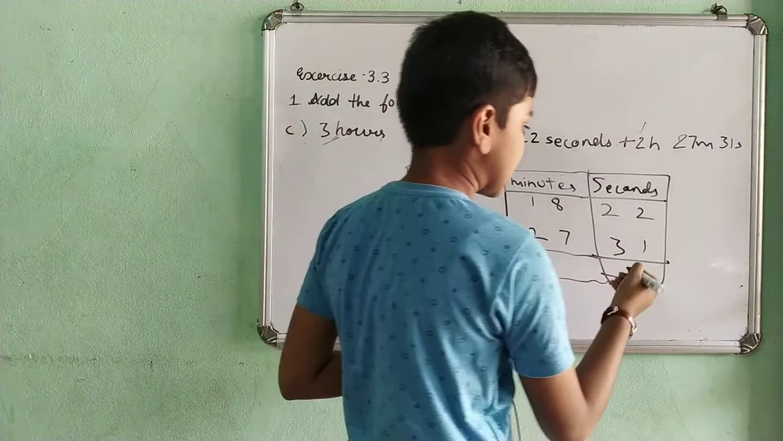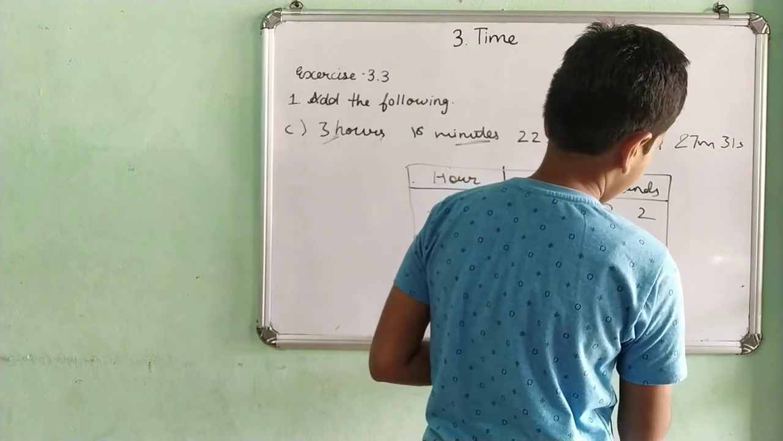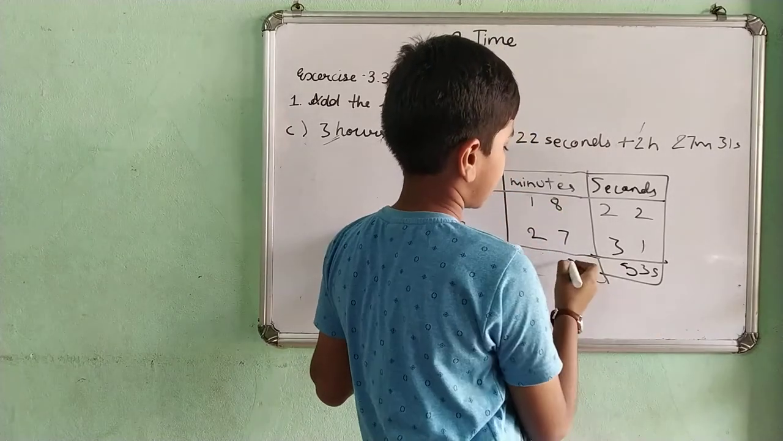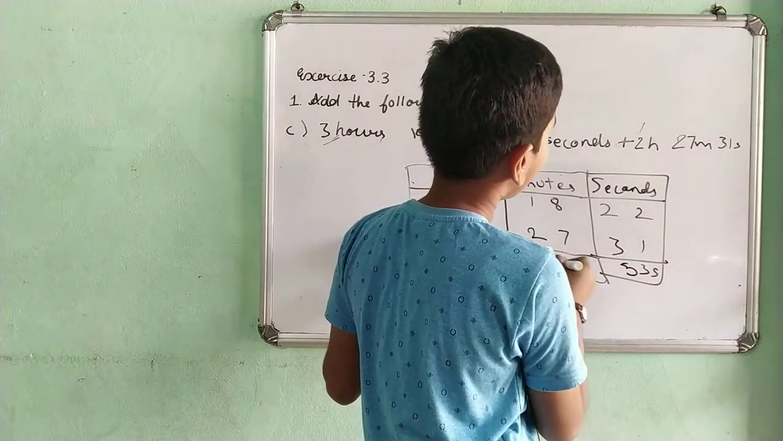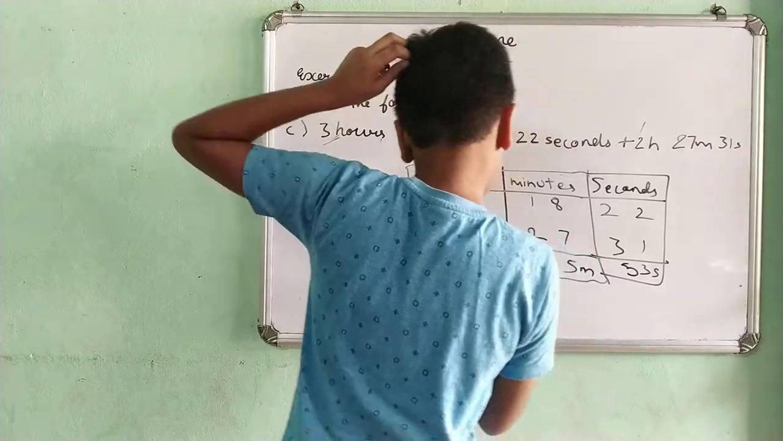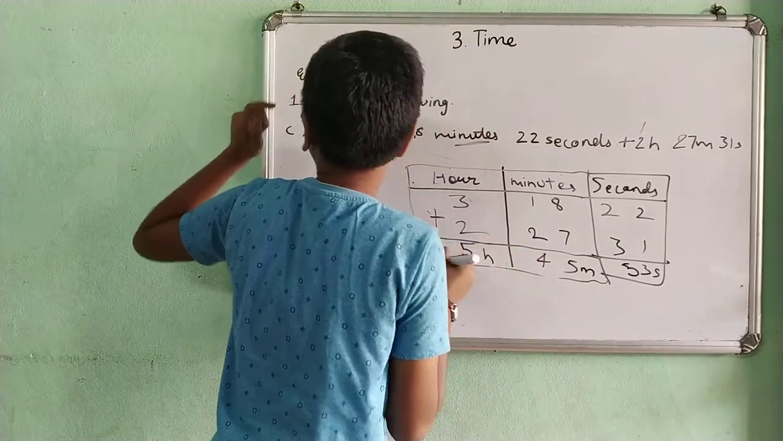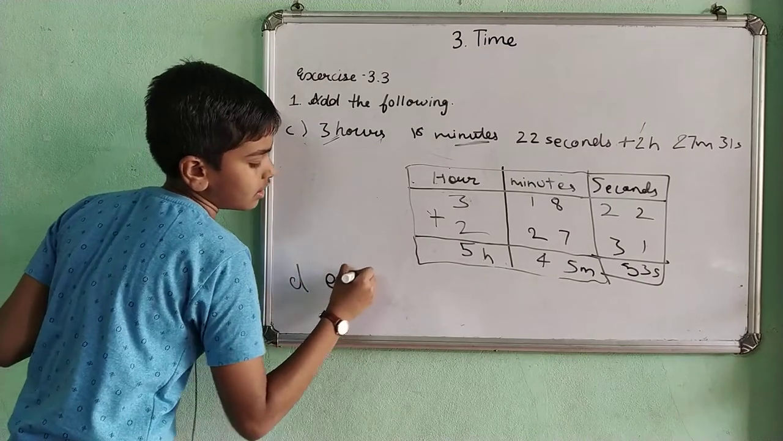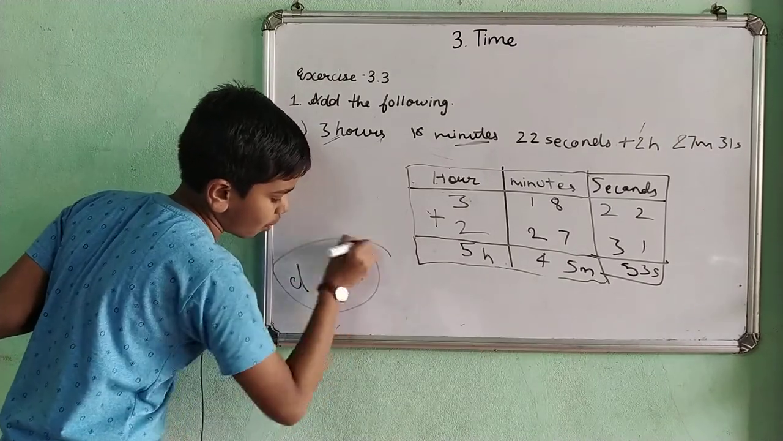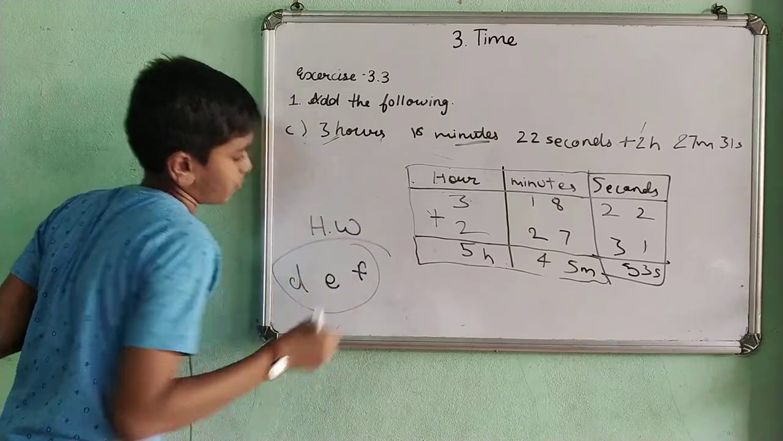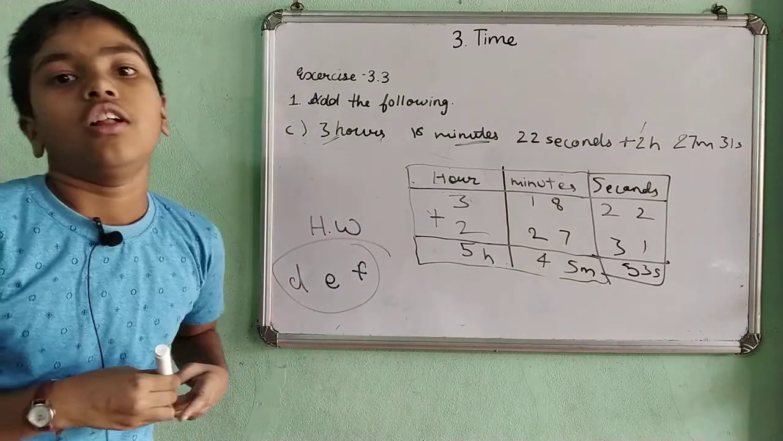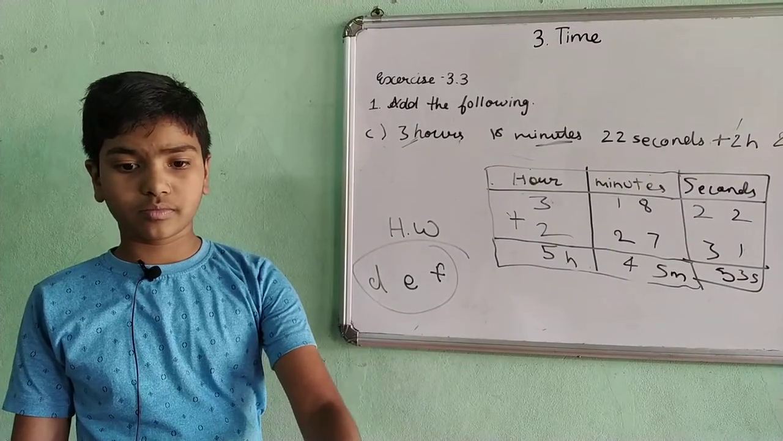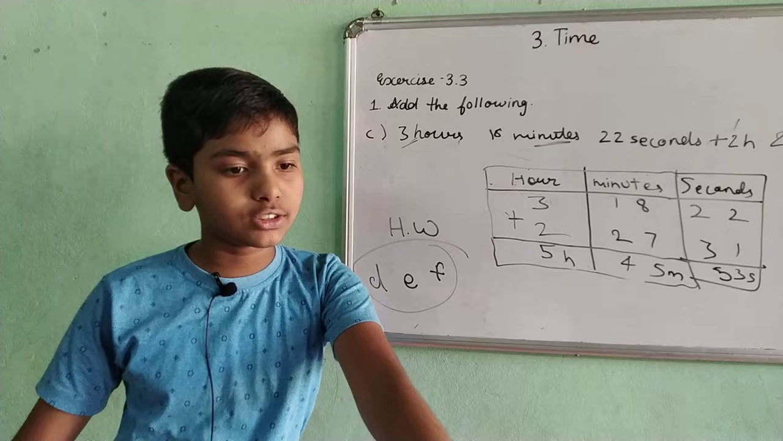So your second answer will be 53 seconds, 45 minutes and 5 hours. So D, E, F is your homework. Do it quickly. Till then I will wait also.